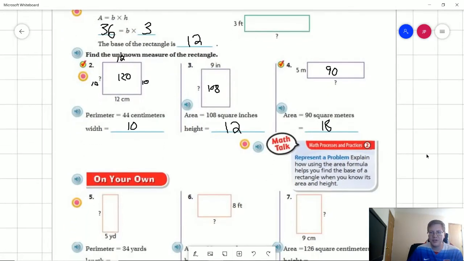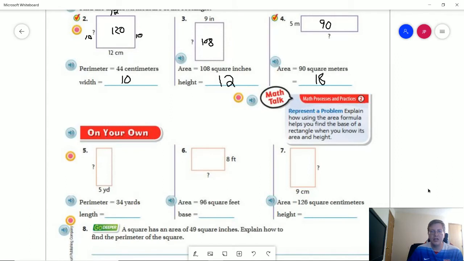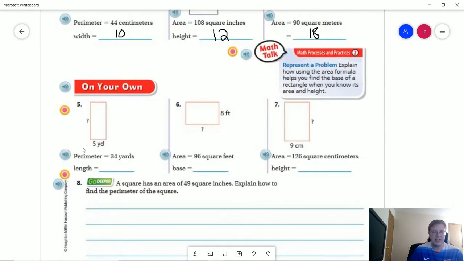So for the on your own section, the first one we are going to look at is number 5. So we are going to have a weird perimeter for this. So we can go ahead and put our 5 up here, and that's going to give us a total of 10. We have 24 more to go. So think about what half of 24 is, and we are going to put that on each side. Again, pause the video if you need to think about that for a moment. So our answer should be 12.